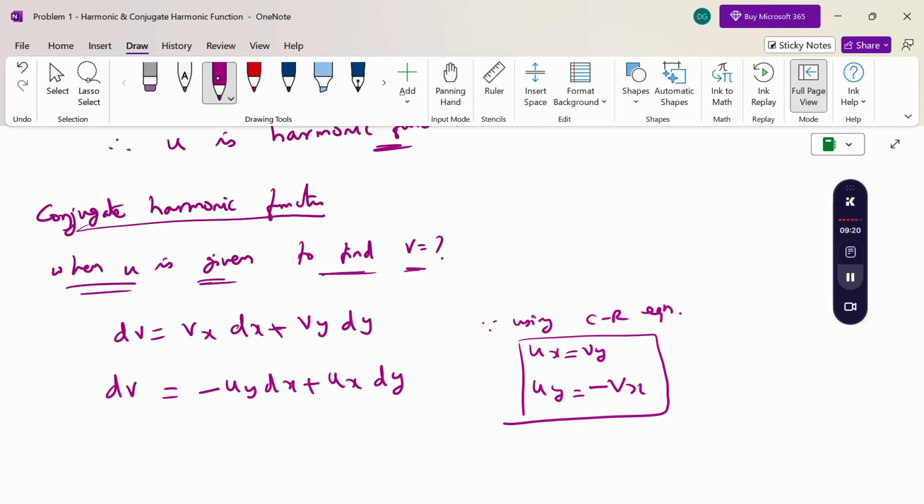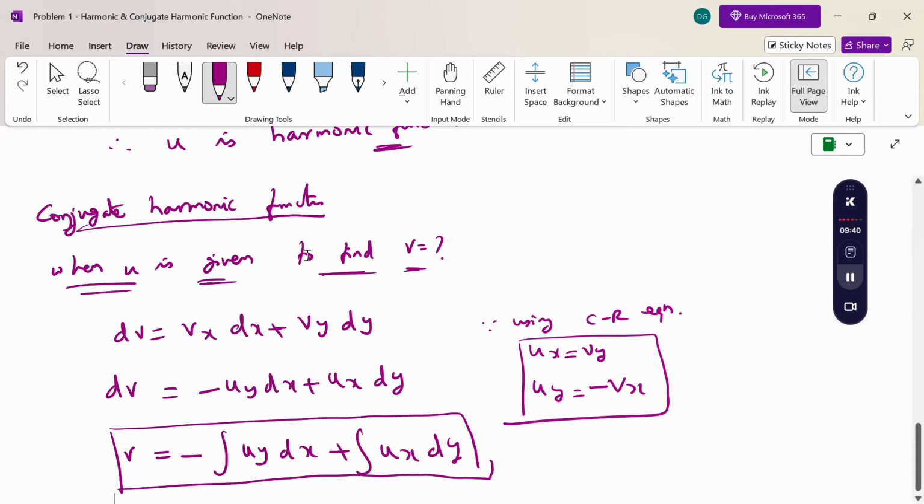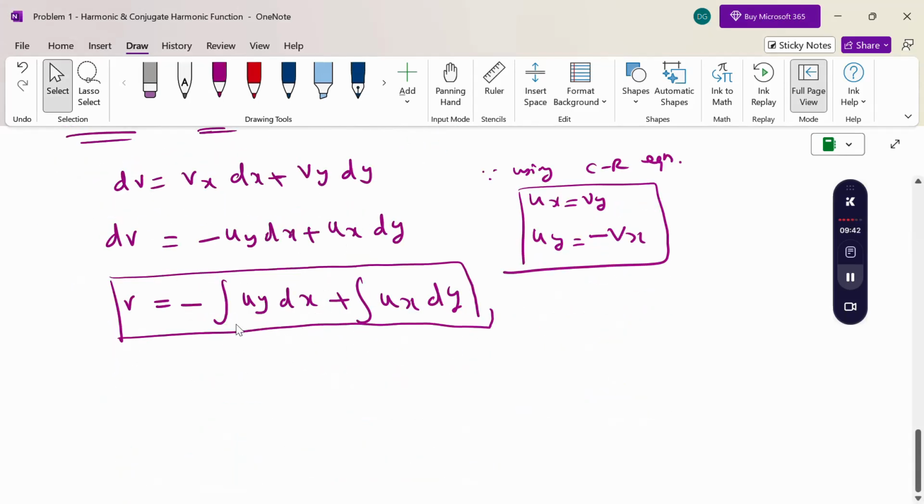Therefore, taking integration, v equals minus integration of uy dx plus integration of ux dy. This formula is only given directly. I am writing this so you understand the purpose; otherwise, when u is given and v is to be found, use this direct formula: v equals minus integration of uy dx plus ux dy.